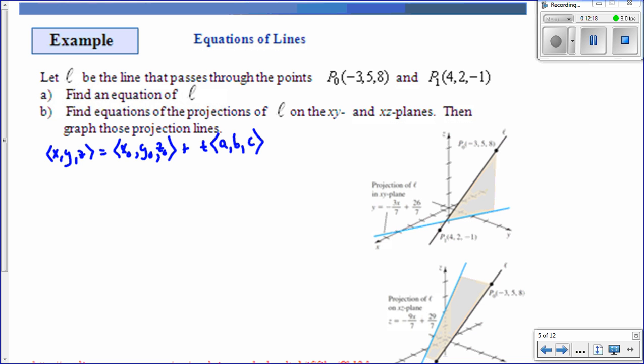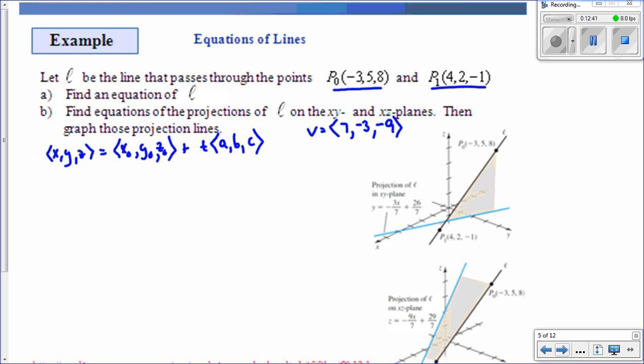We need to get a v. We aren't given the v in this problem. We can get the v, though, by just finding the vector going through these 2 points. So the position vector would be 4 minus -3, which is 7, 2 minus 5, and -1 minus 8. And that gives us the direction of that line.